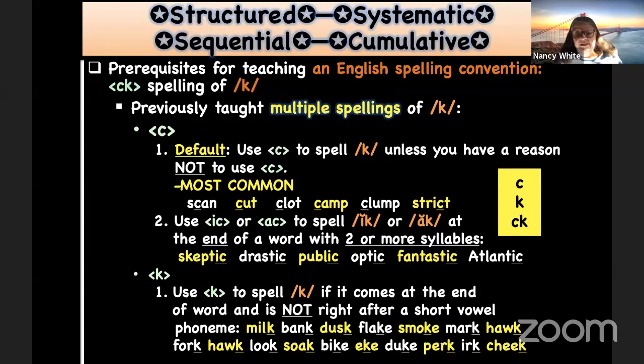And the K is at the end in terms of the sounds. It's the last sound in flake, but it's not going to be a C because it's after a long vowel sound. Same thing for smoke. In mark, the K is after the R phoneme, and AR spells the R phoneme. It also follows a consonant.